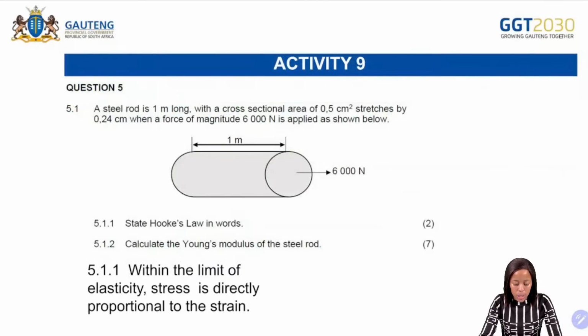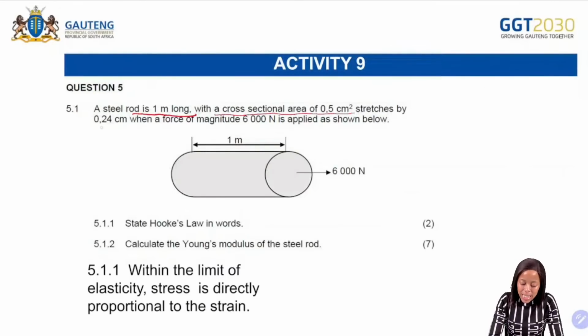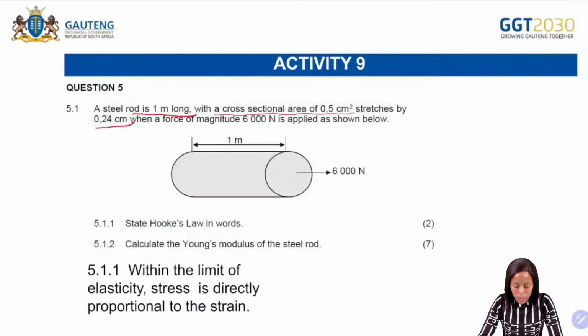Right? So now we have this question here. A steel rod is 1 meter long, with a cross-sectional area of 0.5 centimeters squared. It stretches by. Do you see that we have so many conversions here? So we need to convert this one. We need to convert this one. When a force of magnitude 6,000 Newton is applied as shown below, then 5.1.1: state Hooke's law in words. Within the limit of elasticity, stress is directly proportional to the strain. Again, remember definition. You need to define according to the examination guideline.